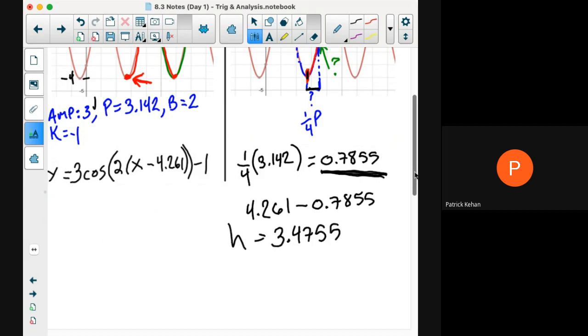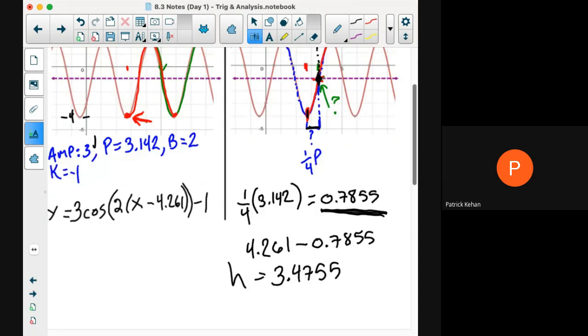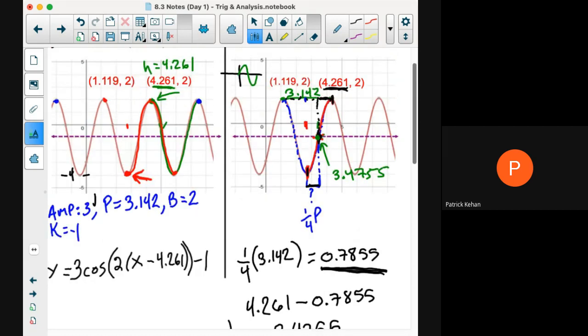You were going to round this at some point, but that value right now is not a question mark anymore. It is 3.4755. And I always take a look back up to make sure. This high point right here is 4.261. Then this value here kind of makes sense. It's definitely less than it. So I'm pretty comfortable with the work I'm doing right now.